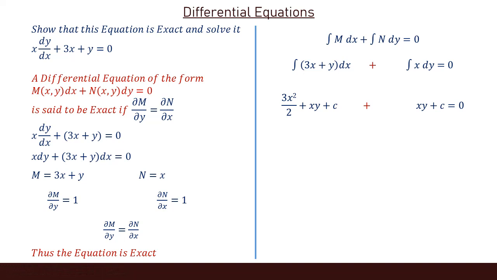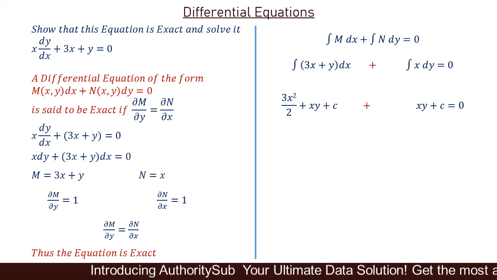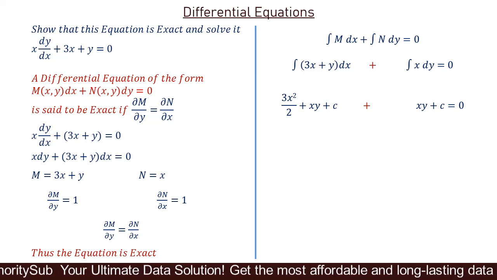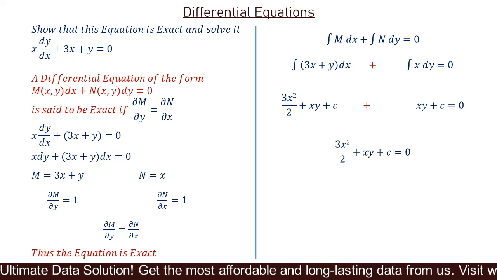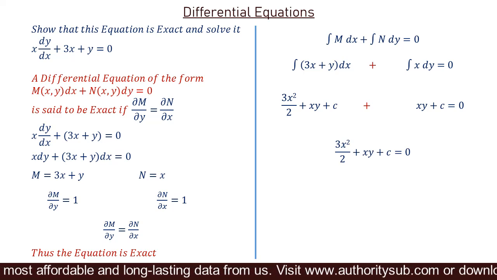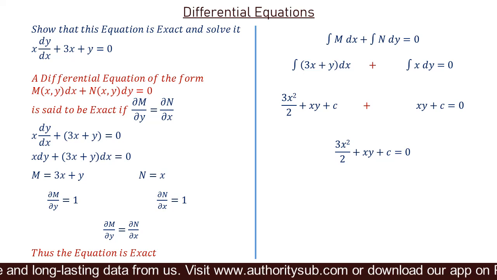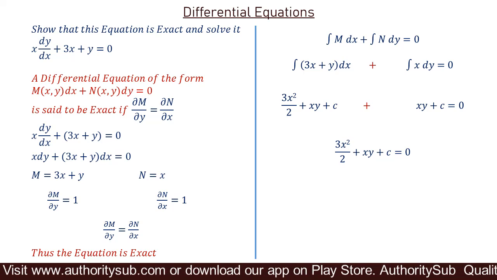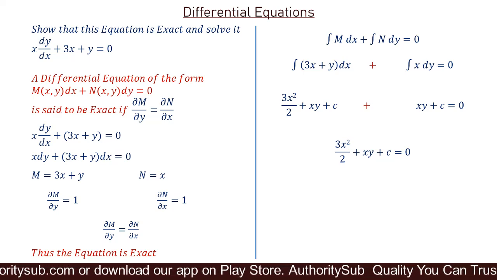Okay, good. So here now, we have two parts of this integral. Let's bring these two together, okay? So bringing these two together, we have 3x squared over 2 plus xy in the first integral, and then we have xy in the second integral, right? So we pick one of them, okay? So here we're going to have 3x squared over 2 plus xy plus c equal to 0. Hello. 3x squared over 2 plus xy plus c equal to 0.